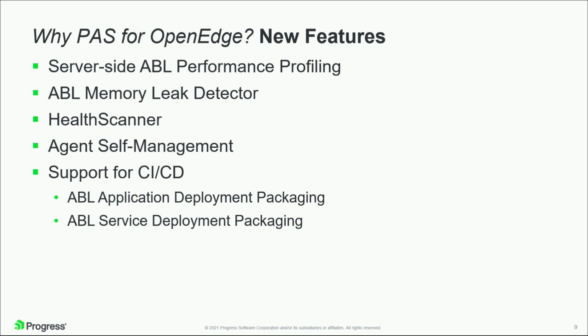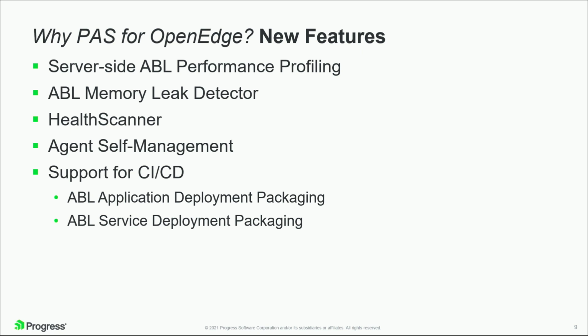Last slide, I think, Mike, yours? Yeah, so there are a number of new features in PASOE, and I think most of these are release 12 sorts of features. One of the things we have is performance profiling, server-side performance profiling. If you're trying to make your ABL code or your business logic more efficient, there's a tool to do that. There's also a leak detector tool to help you get rid of the places where your application is not freeing up objects.